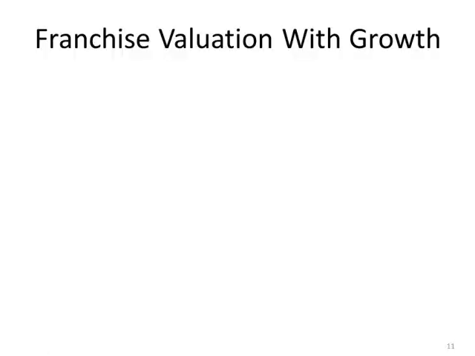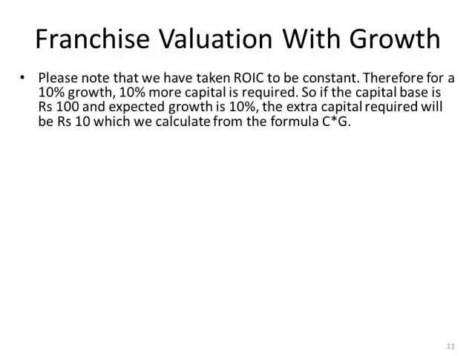Franchise valuation with growth. One thing to note here is that we have taken the ROIC to be constant, so the return on invested capital is the same. For that reason, in order for 10% growth in earnings, we need 10% more capital base. So let's say the capital base is 100 and the expected growth is 10%. The extra capital required will be 10, right? That's going to be 100 times 10%, and this will be calculated by the formula C times G.